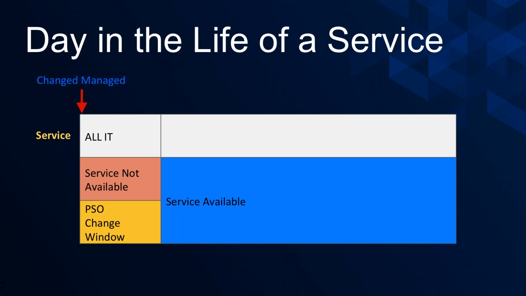So now, after we do change management versus change approval, the day in the life of a service gets changed drastically. So now here's the service. Now all IT is working together in a more coordinated and collaborative way. The service is not available, and maybe we create a projected service outage, or maybe we don't even have to do this because we found the right window in which to put the change that has the least impact or no impact to our customers. Now the service is available, everybody's happy, and so forth within the organization.